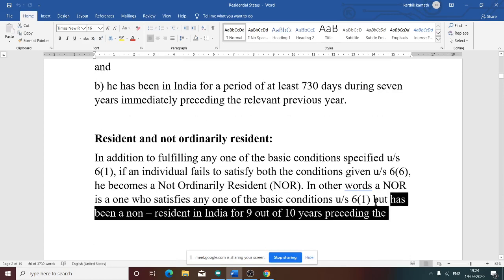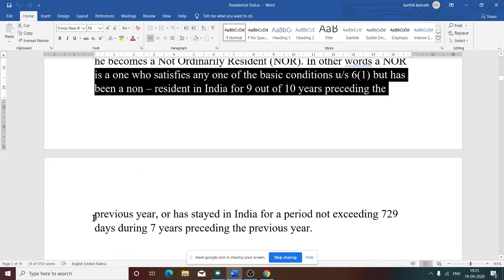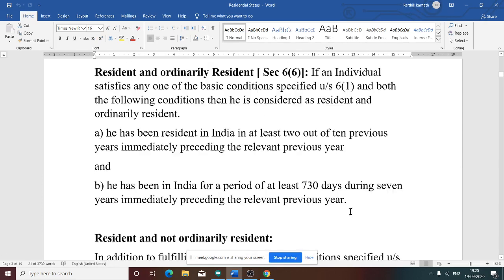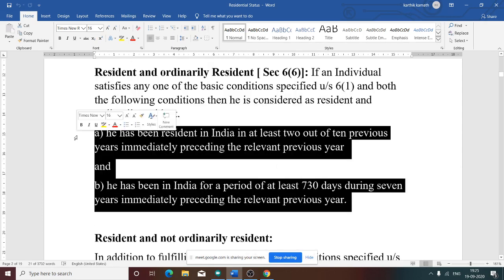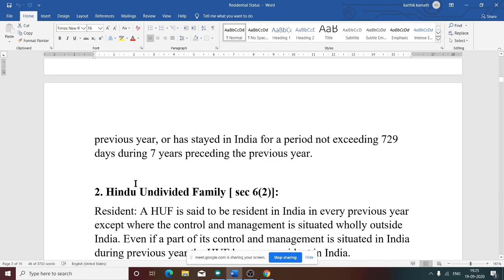But has been a non-resident in India for 9 out of 10 years preceding the previous year, or stayed in India for a period not exceeding 729 days during the 7 years preceding the previous year. That means he fails to satisfy both the additional conditions, or he fails to satisfy any one of the additional conditions. In that case, what happens? He becomes resident and not ordinarily resident.